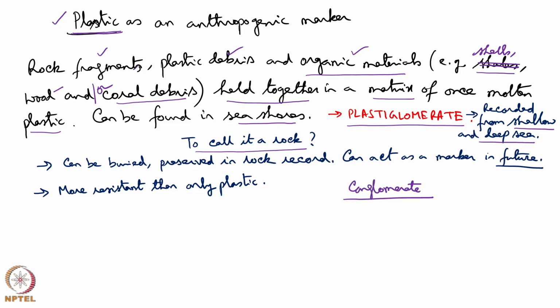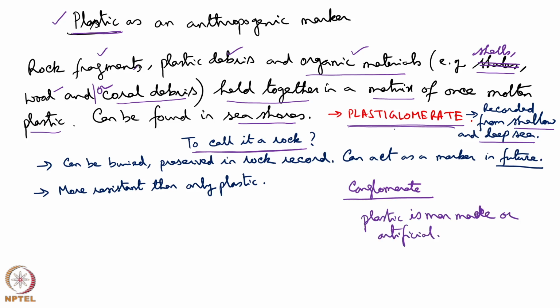Conglomerate. Why do we doubt to call plastiglomerate a rock? There is a question. Some researchers call it plastiglomerate as a rock, some are calling it just an assemblage. The point is that to call it a rock, all its components should be natural. Plastic is artificial, or artificial.